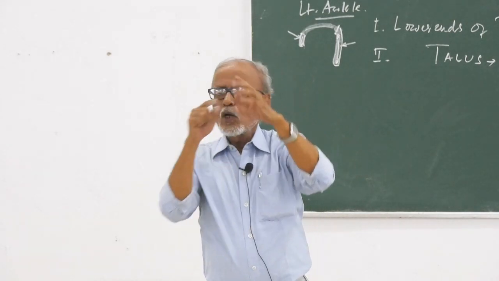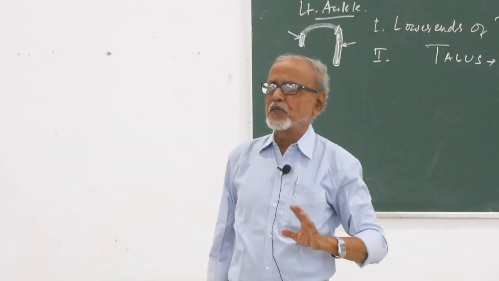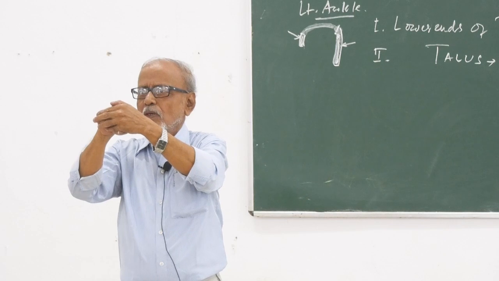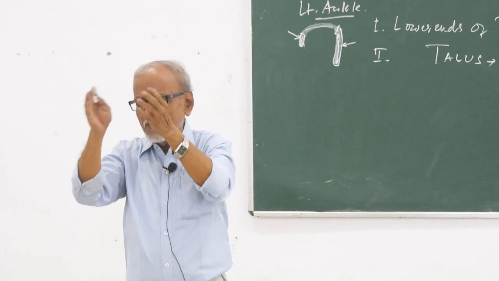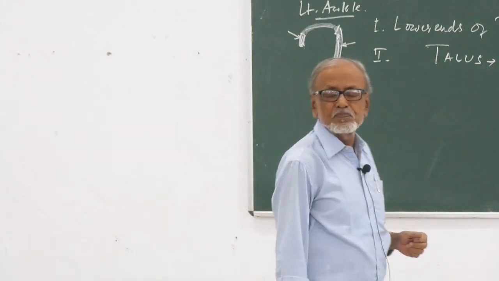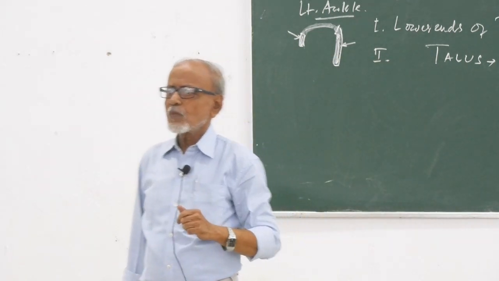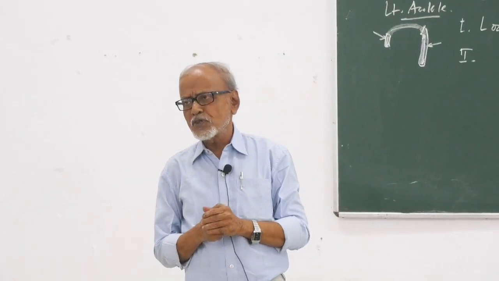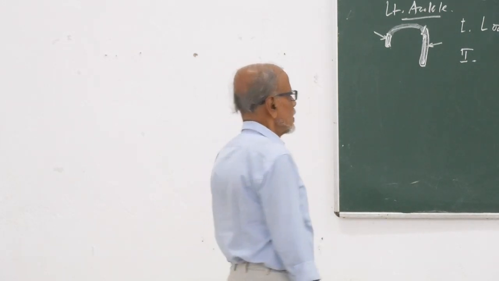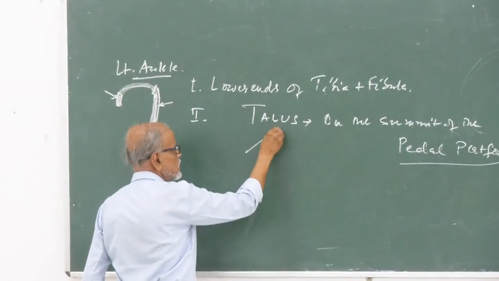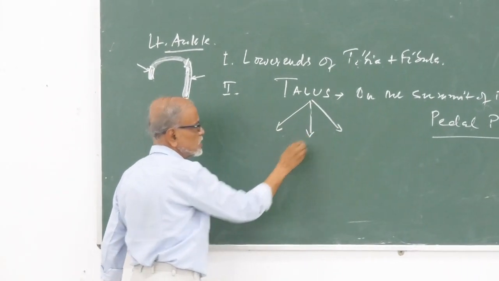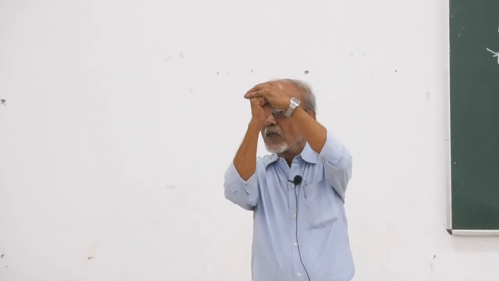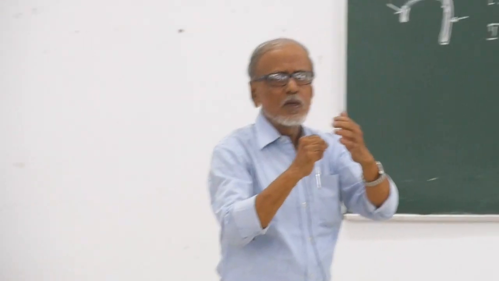Now which surface of the talus is meeting? The uppermost surface is very important. That is articulating with the articular surface of the tibia, and that is being called the trochlear articular surface of talus. Now the talus has three participating surfaces. The upper one is the trochlear articular surface.